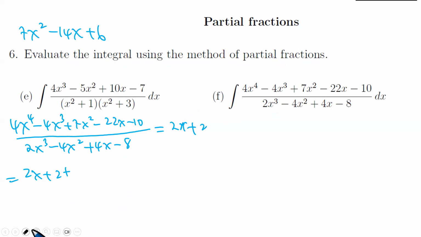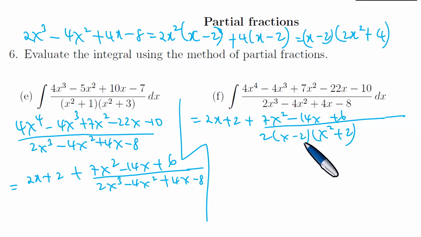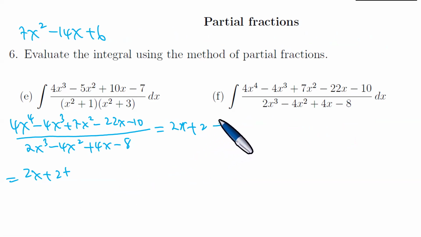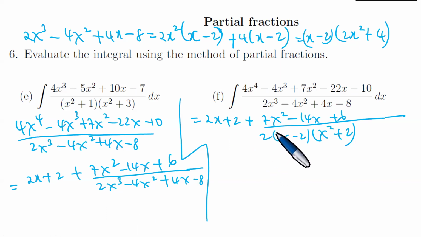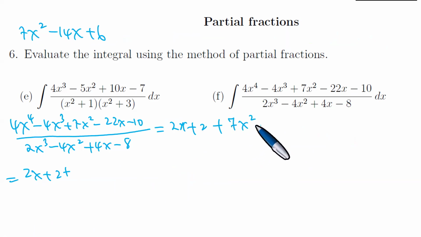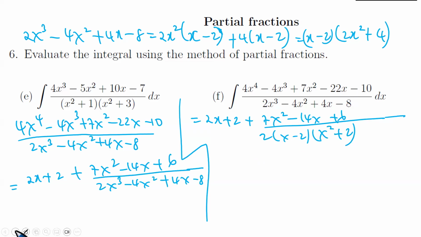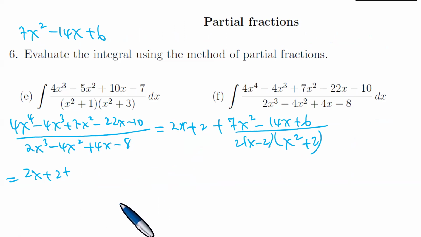So now, what we then have is the following. So we're going to have exactly this, so that in the end you're going to have this plus, in the denominator, 7x squared minus 14x plus 6, all divided by the 2 into x minus 2. And then you have x squared plus 2. Meaning you have this one, and then you continue with the partial fraction decompositions.